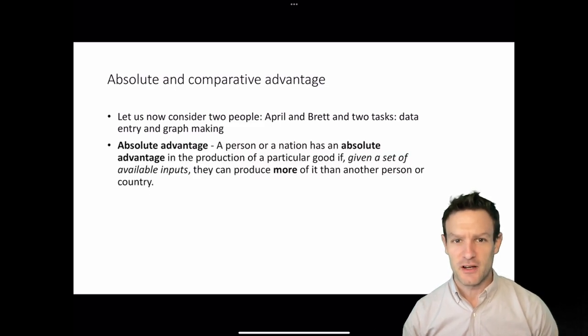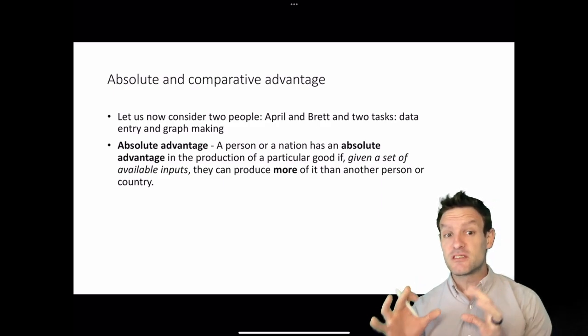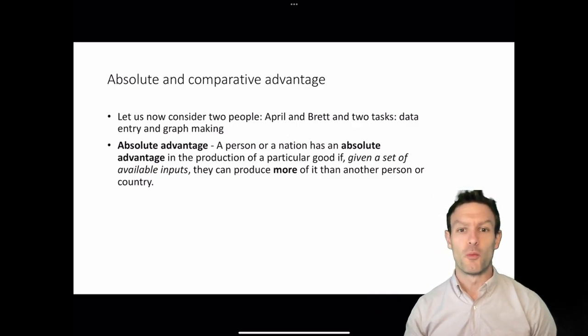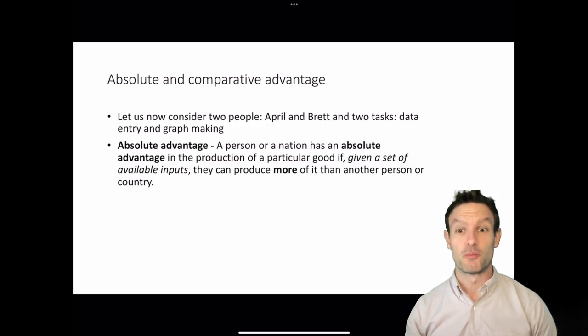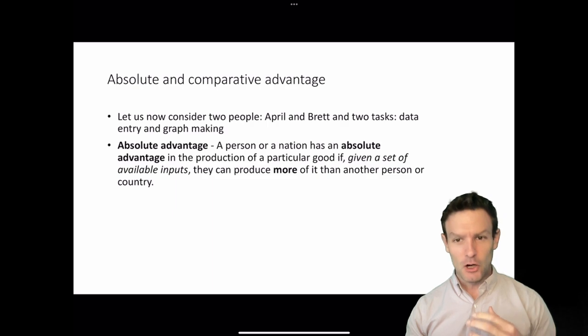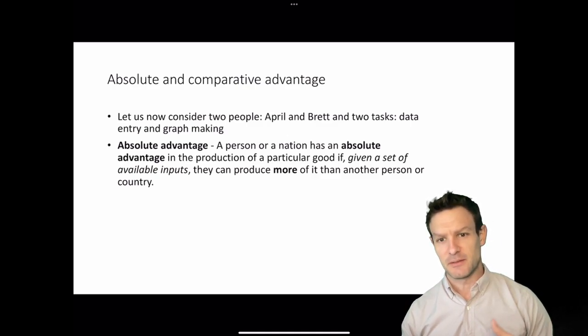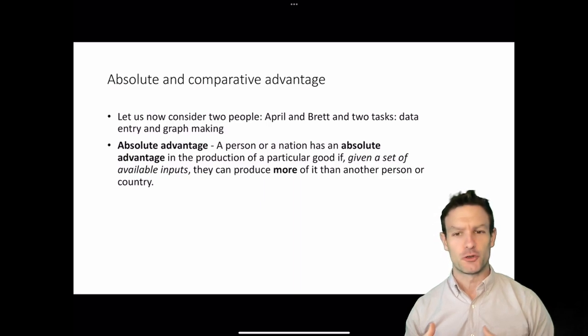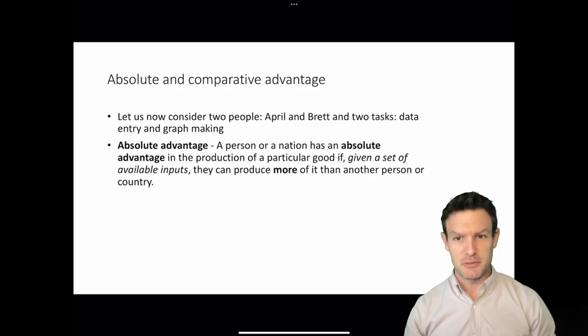Now, with absolute advantage, what do we mean there? Absolute advantage is when a person or nation has an absolute advantage in the production of a particular good if, for a given set of available inputs, they can produce more of it than another person or country. Now, that condition in italics here, for a given set of feasible inputs, they can produce more of some output than another person or country. So what that could mean is that your available input could be an hour of time, it could be some set of inputs like land, it could be some capital, it could be labor, these kinds of things. Those are the inputs and your use of those inputs going into the potential output you could produce.